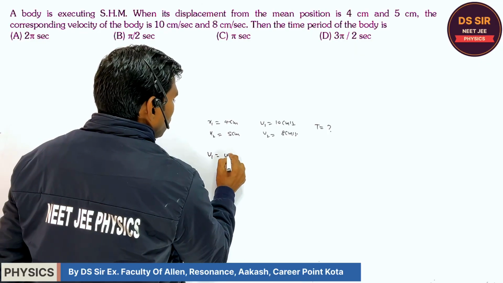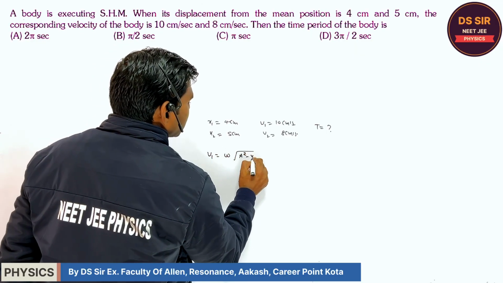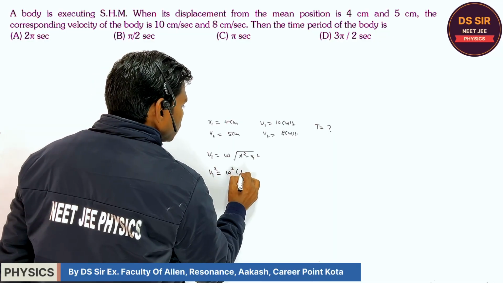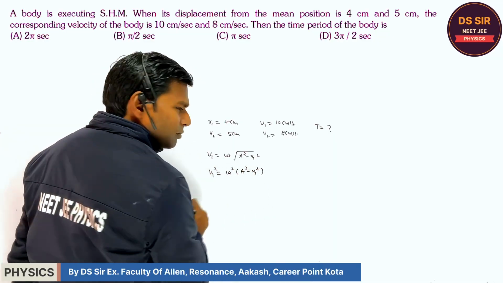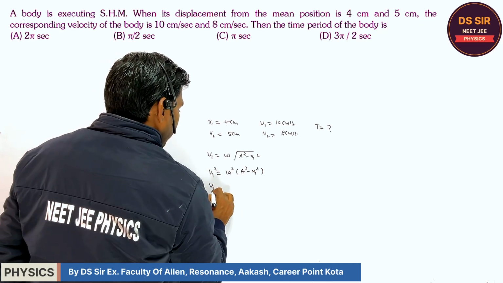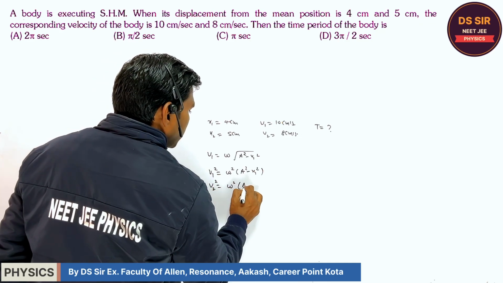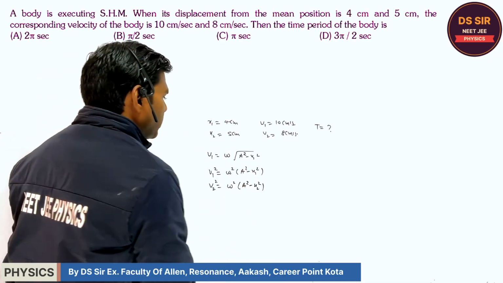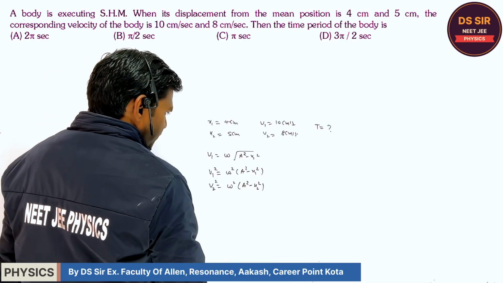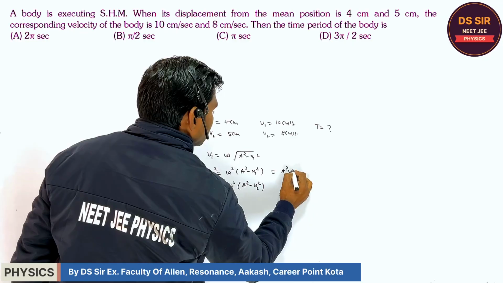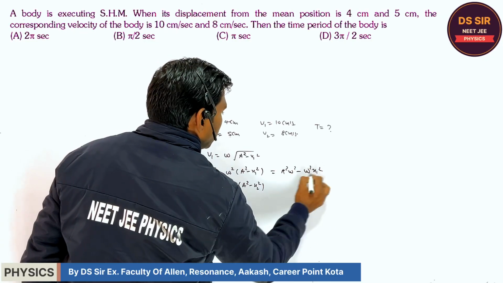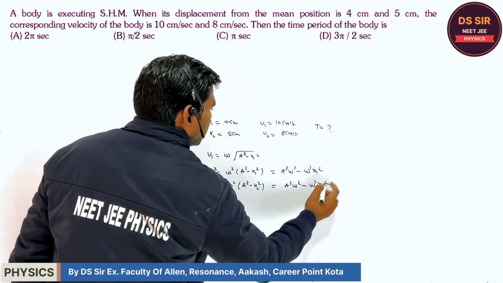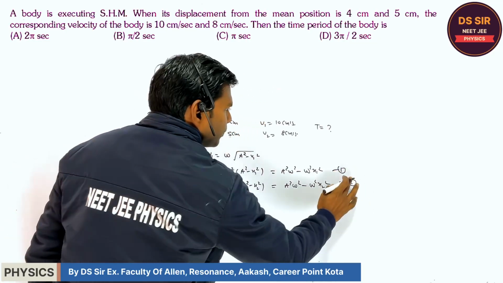So V1 is equal to omega root over a square minus x1 square. If you make the square, V1 square is equal to omega square into a square minus x1 square. Right? In the same way, V2 square is omega square into a square minus x2 square. I am not putting the values here, I can put the values later. This is a square omega square minus omega square x1 square, and a square omega square minus omega square x2 square. This is equation 1, equation 2.